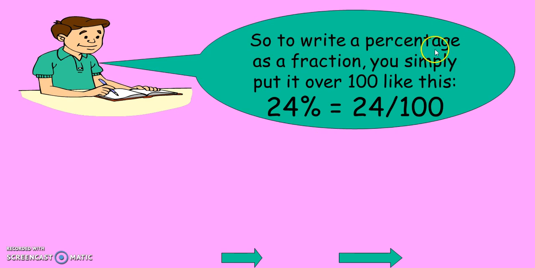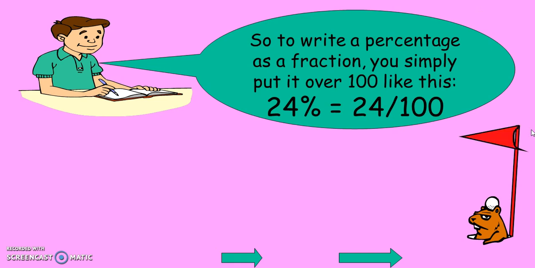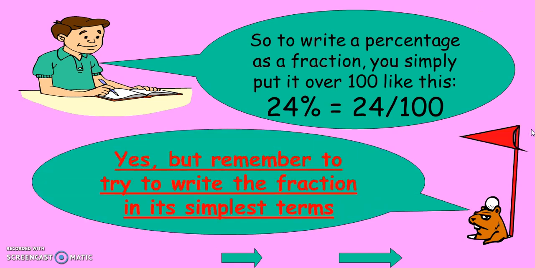So to write a percentage as a fraction, you simply put it over 100 like this. 24% equals 24 over 100. But remember to try to write the fraction in its simplest form, or simplest terms. And I know all of you know how to convert a fraction to its simplest term.